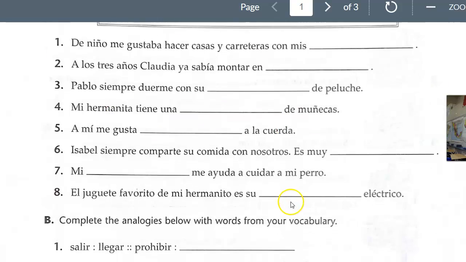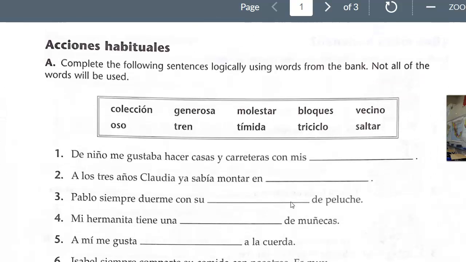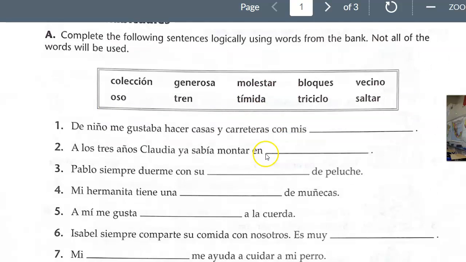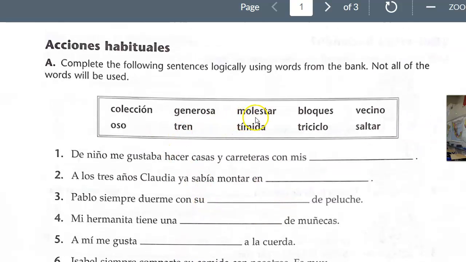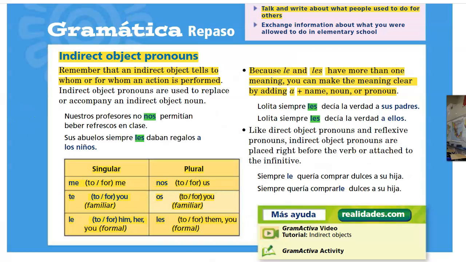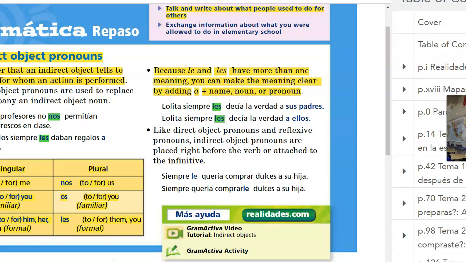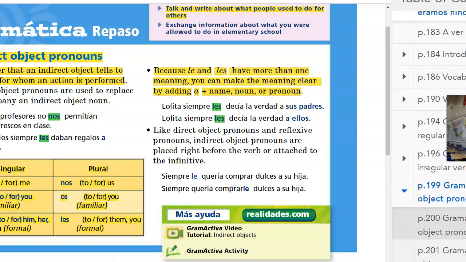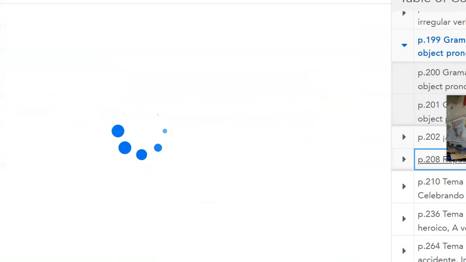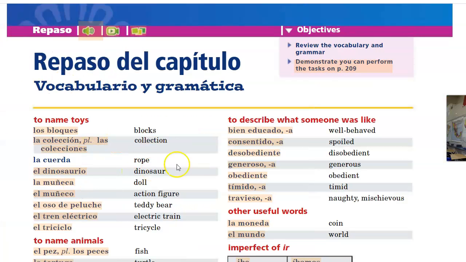So this is page 73. Core page 73. It says complete the following sentences logically using words from the bank. Not all of them will be used, however, since there are only 8 spaces and 10 words to choose from. All of these are on page 208 at the very end, the glossary, and that's what I had mentioned at the beginning of the video. You probably want to have that page handy. It'd be very helpful. Your kind of one-stop shop to review the key terms.